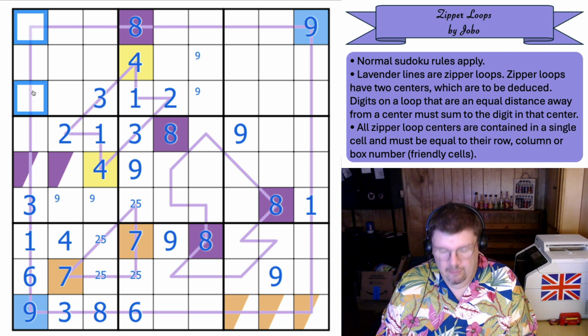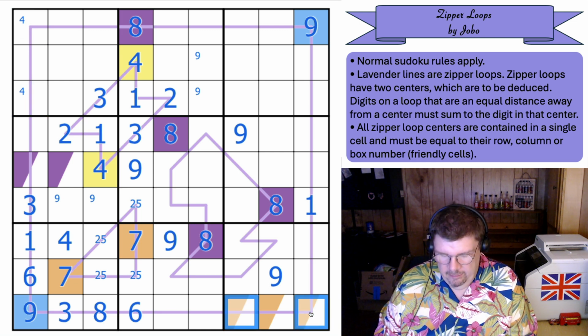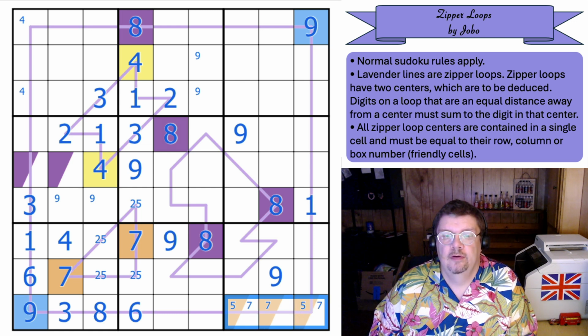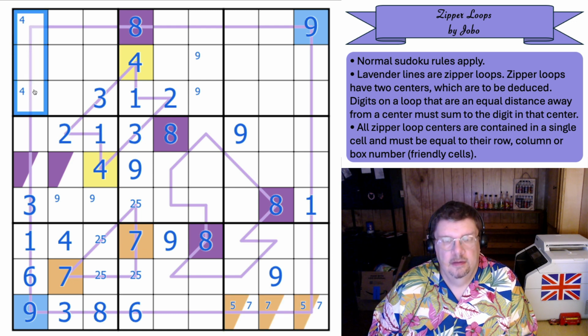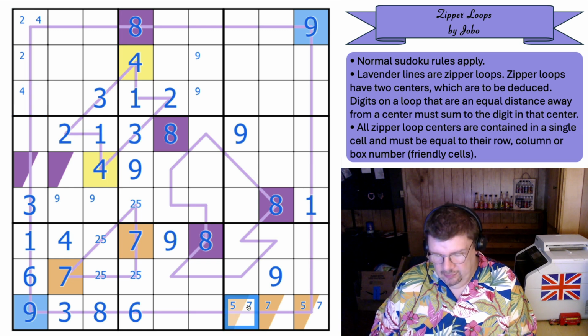That puts 4 into one of those two by sudoku, which puts 5 into one of those by sudoku. We have a 7 in one of those, which places a 2 in one of those, but that's not a 2, so that's not a 7.